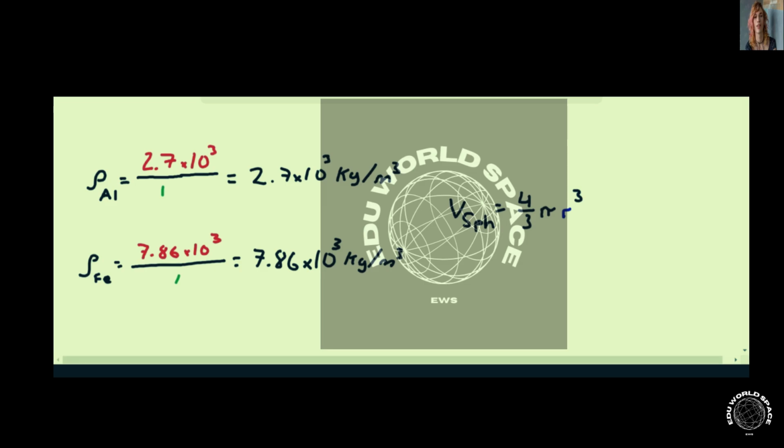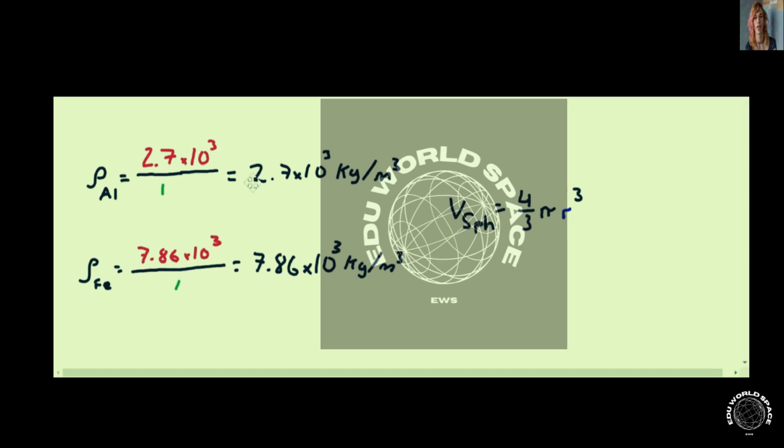Hello and welcome to Chapter 1, Problem number 21 in Physics for Scientists and Engineers with Modern Physics. So this problem asks us to calculate the radius of a sphere of aluminum given that it has the same mass of a sphere of iron. And in the beginning of this problem, it also tells us some preliminary information about iron and aluminum.